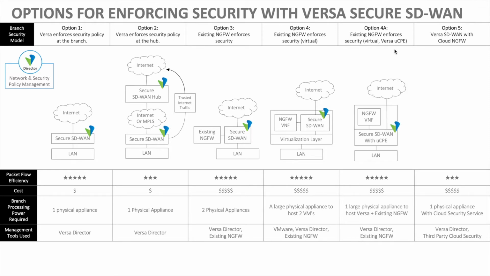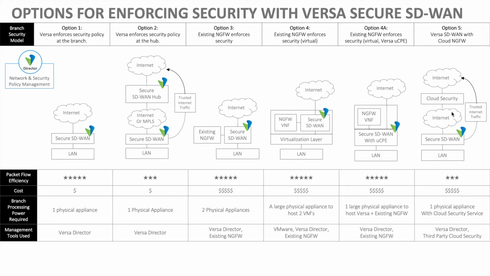Option 4A is similar to option 4. There are still VNFs, but basically in this option, Versa is running on bare metal. We support a feature called UCPE. So basically we are a KVM hypervisor and we can host other VNFs on top of Versa and take care of service chain management. So here, Versa is running on bare metal. We're doing all the SD-WAN functions and routing functions on bare metal, and then we're service chaining select traffic to your next-gen firewall for policy enforcement.